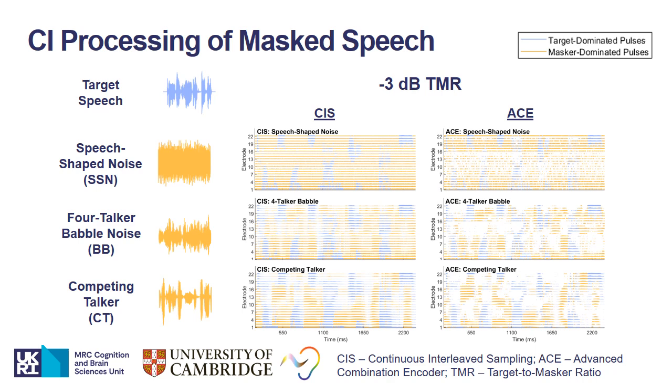If instead the target-to-masker ratio was negative, such as in the case of the negative 3 dB target-to-masker ratio shown here, ACE will likely select masker-dominated pulses, as shown in this four-talker babble scenario. Considering that real-world listening conditions often contain non-stationary maskers, such as competing talkers in which the instantaneous target-to-masker ratio fluctuates, this study investigates the effect of channel selection and the possible interaction between strategy and masker type on speech intelligibility.